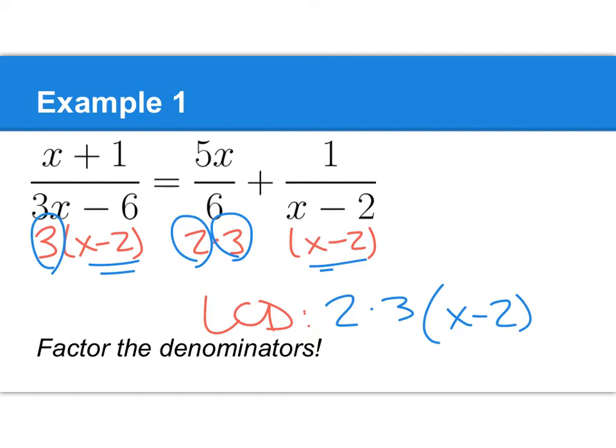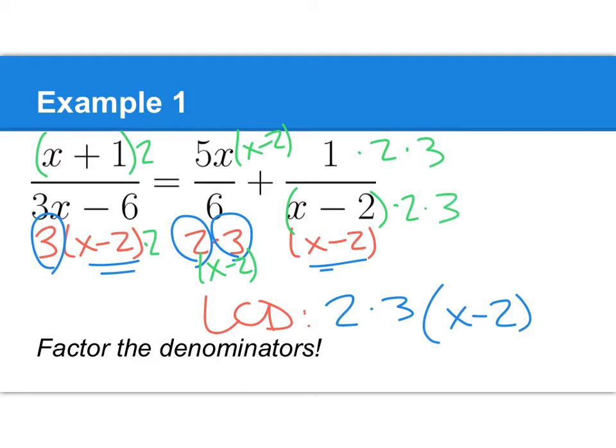Realize, if you would please, that the left-hand side, that fraction has everything we need except the 2. So we will multiply the top and the bottom by 2. The rational expression that starts the right-hand side, the 5x over 6, has the 2 and the 3, but it does not have an x minus 2, so we'll need to multiply by x minus 2. And the 1 over x minus 2 is missing the 2. It's also missing the 3.